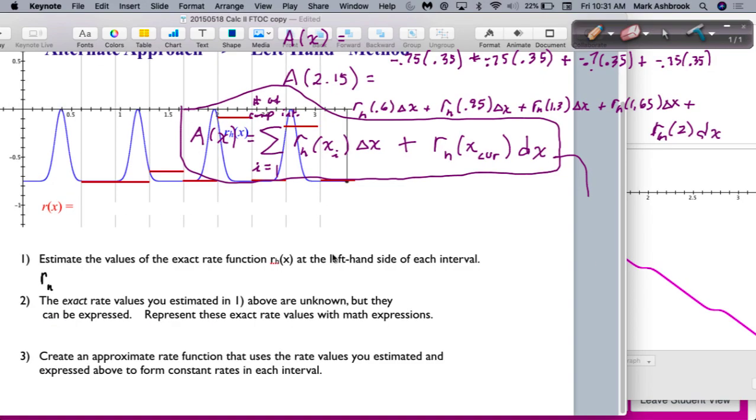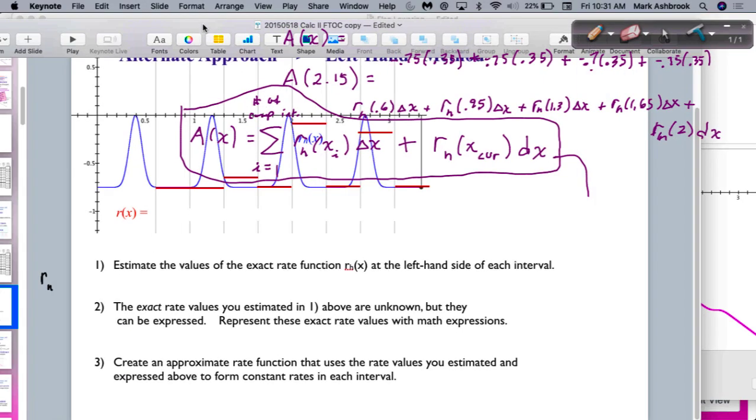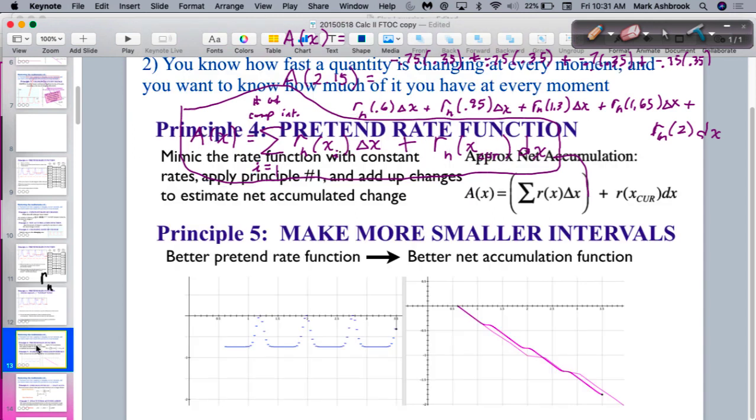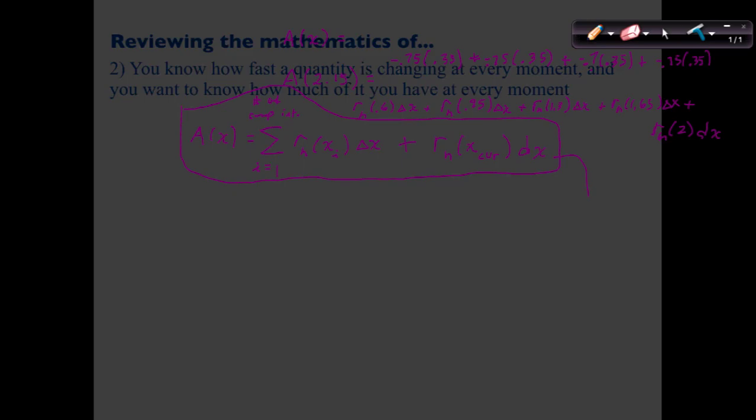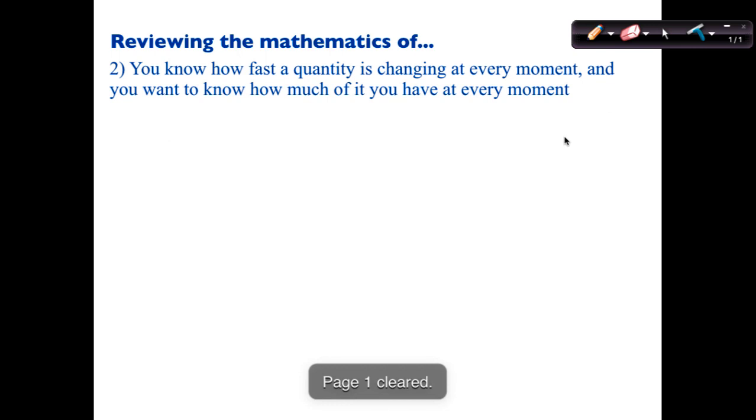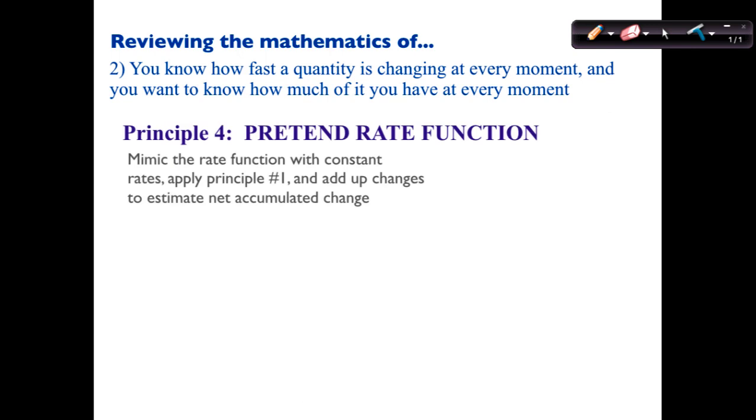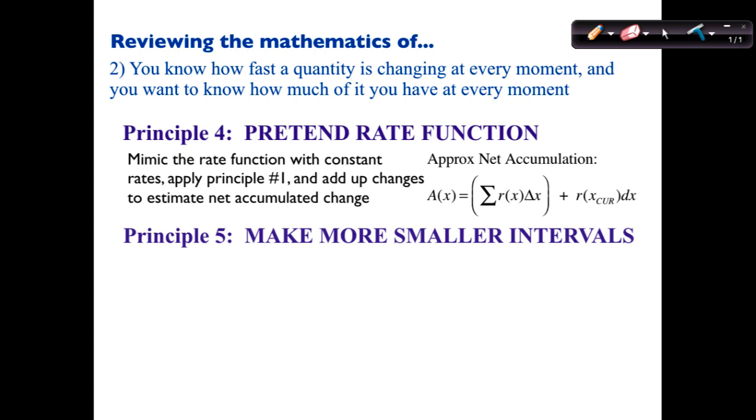So just quickly here. Pretend rate function. With a pretend rate function, we can get this approximate net accumulation function. And then principle 5 would be make more smaller intervals. Better pretend rate function means a better net accumulation function.